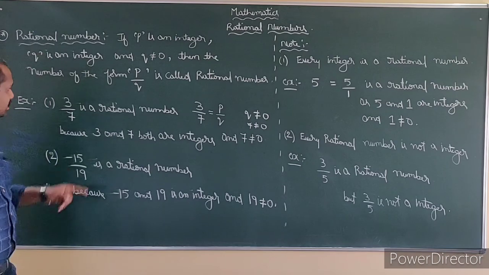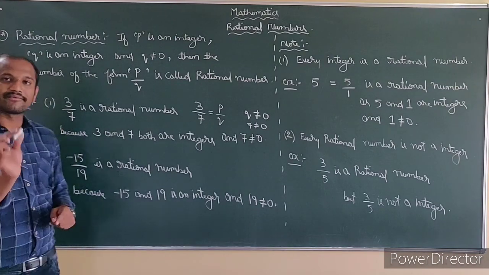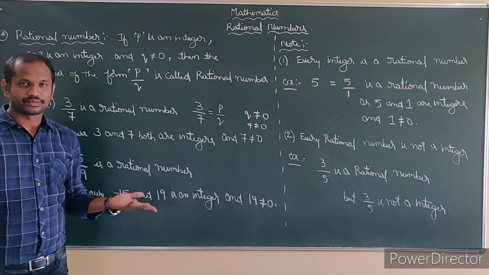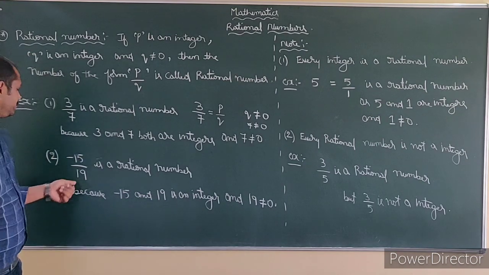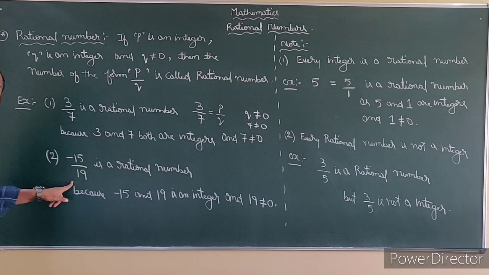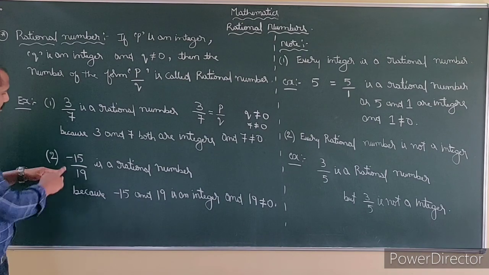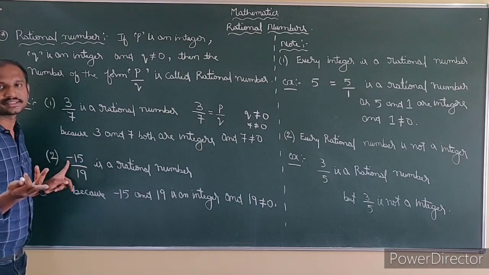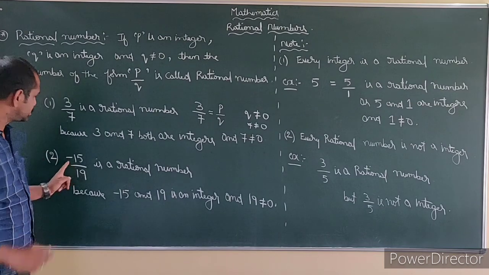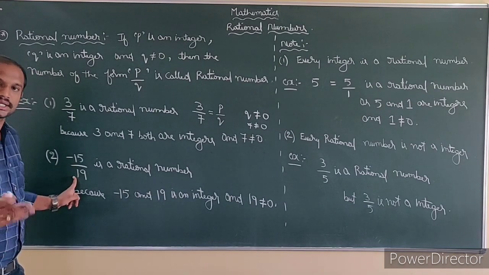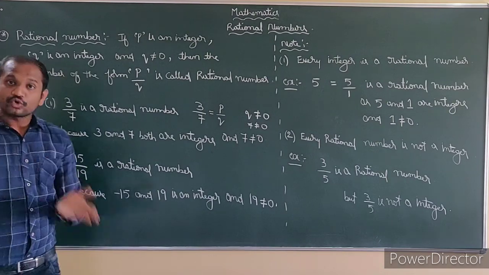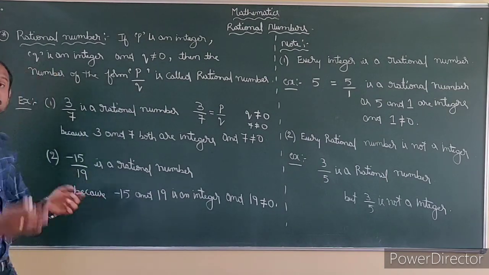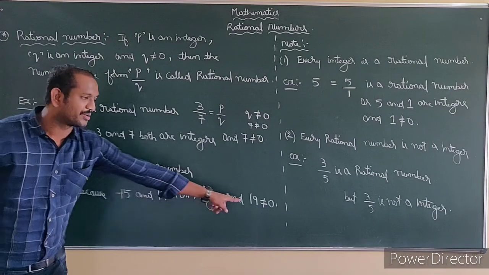Now the question may arise in you: should a rational number always be positive? No, it need not be. It can even be negative. Look at the second example I am taking. Minus 15 by 19. Here, minus 15 is an integer. Yes, what type of integer? It's a negative integer. Plus 19 is also an integer. Yes, it is a positive integer. Minus 15 and 19 both are integers, and 19 is not equal to 0.